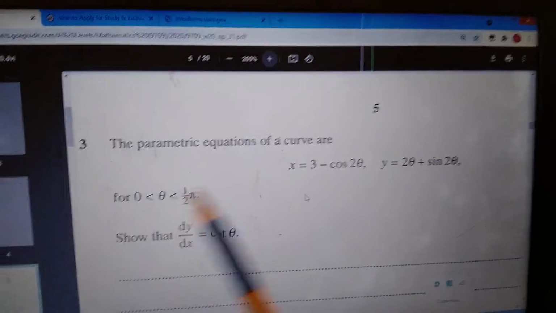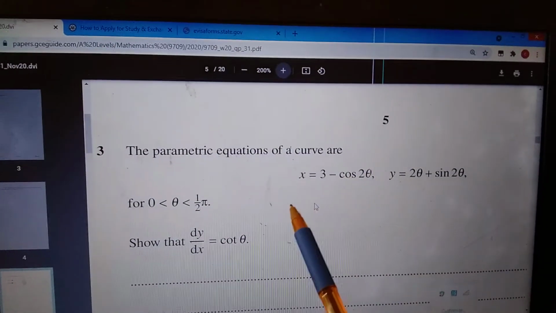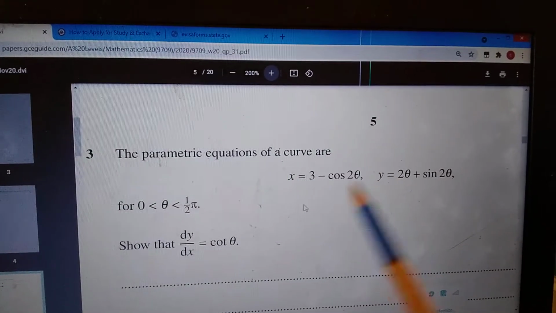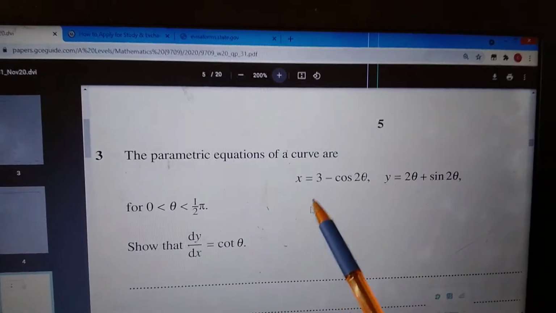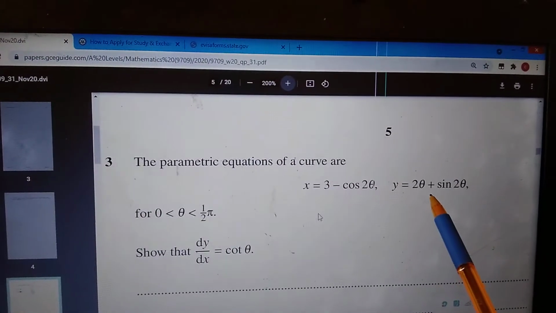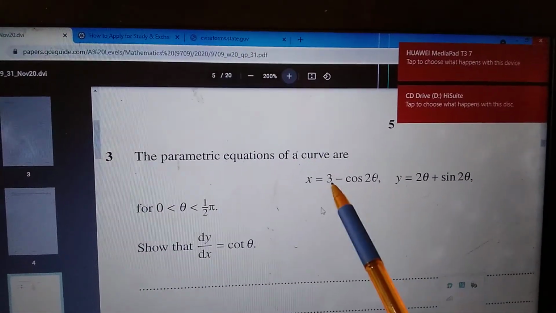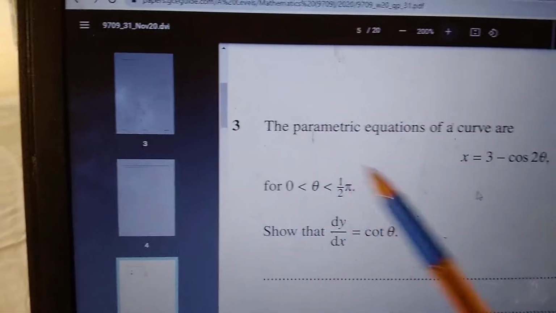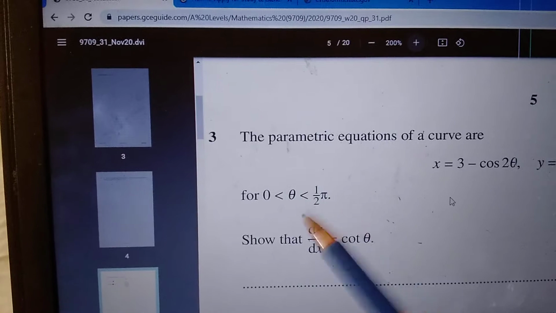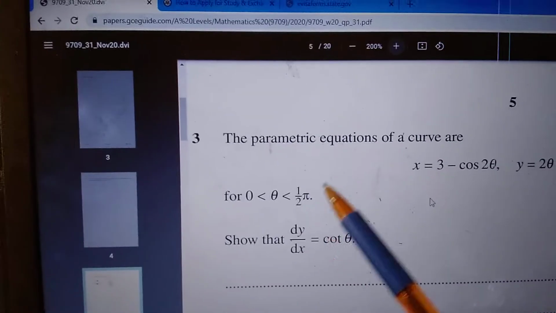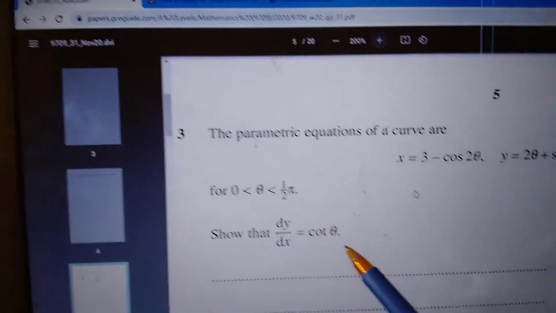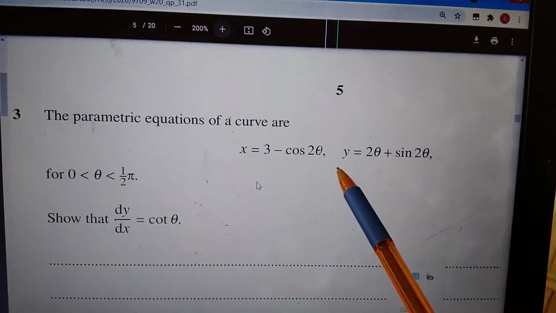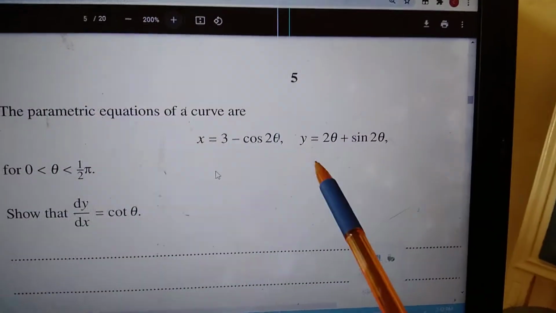You have a parametric equation of a curve R. So you know that parametric equations involve two variables. So here you have x is equal to 2 theta plus sine 2 theta, and y is equal to 3 minus 2 cos 2 theta. You have the domain theta between 0 and pi over 2, or 0 and 90 degrees, and you need to show that dy over dx is equal to cot theta. So when you differentiate the parametric equations, you need to show this. And this is 5 marks, by the way.